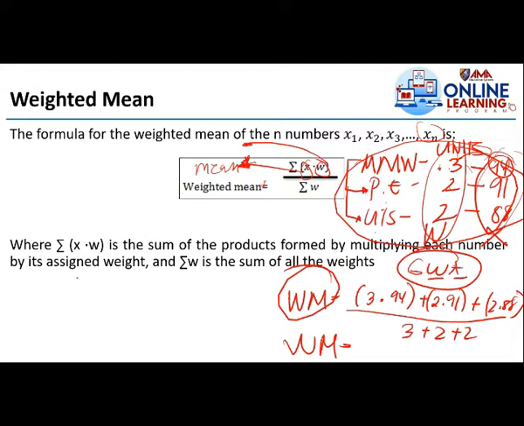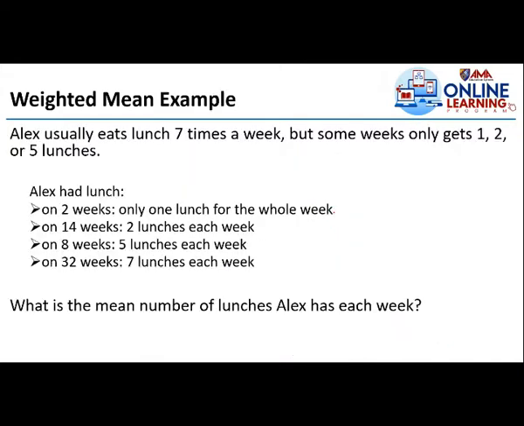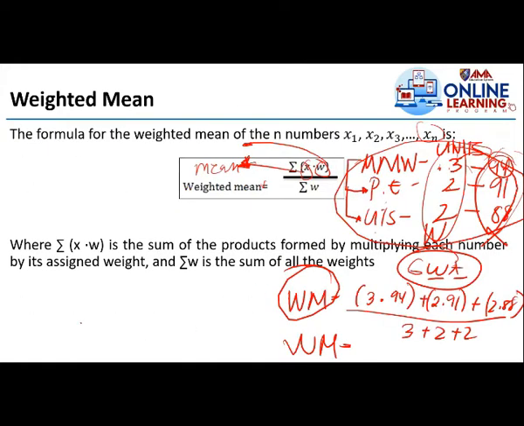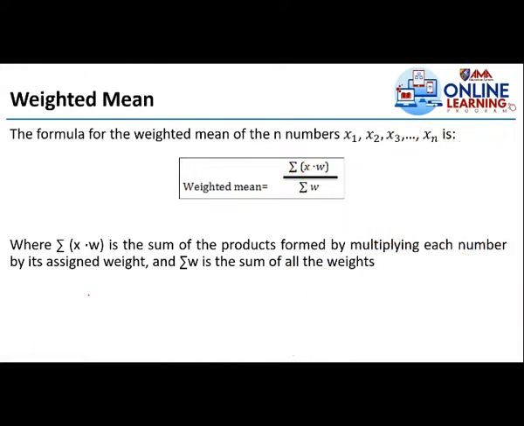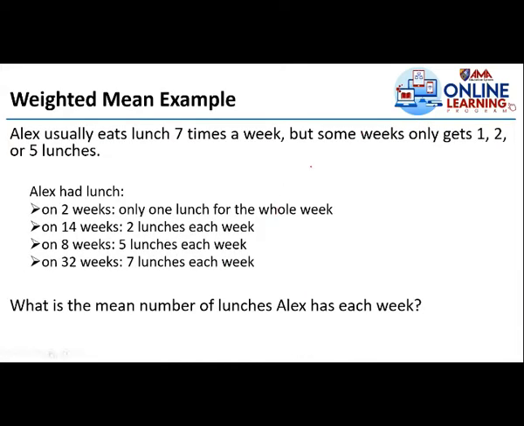so where the summation of x times w is the sum of the products multiplied by each of the number by each assigned weight divided by the summation of all the weights. So let's have an example para mas maintindihan. So Alex usually, erase muna natin to para hindi madumi. So Alex usually eats lunch 7 times a week. But some weeks, no, he only gets 1, 2, or 5 lunches. Okay? So ito yung additional information.